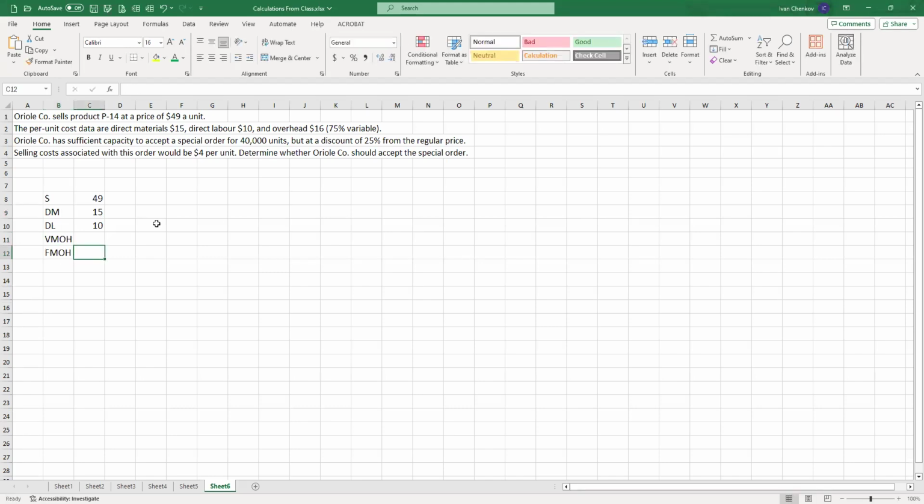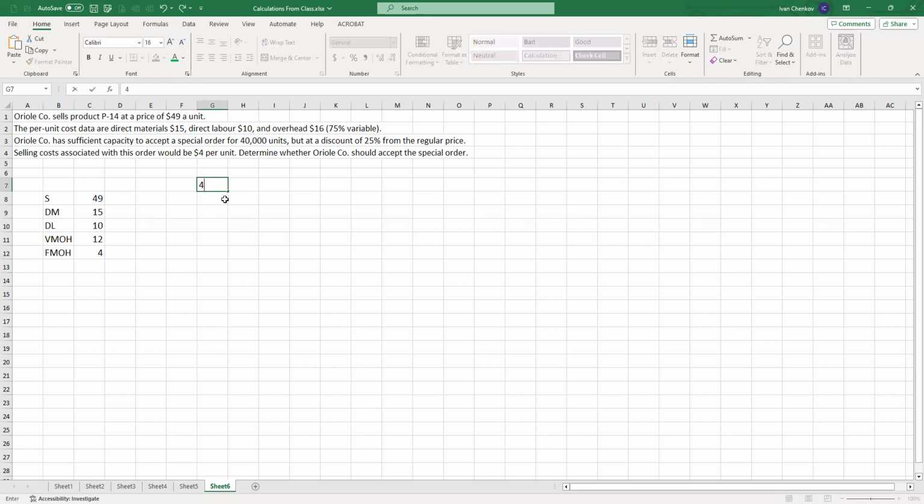Can you see this? So variable is 16 times 0.75, $12. Fixed is 16 times 0.25. Oops, not 75, 25. So my manufacturing overhead is $16 in total, correct? That's where I am. The company has sufficient capacity to accept a special order for 40,000 units.